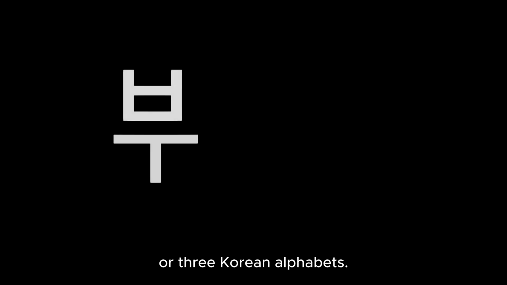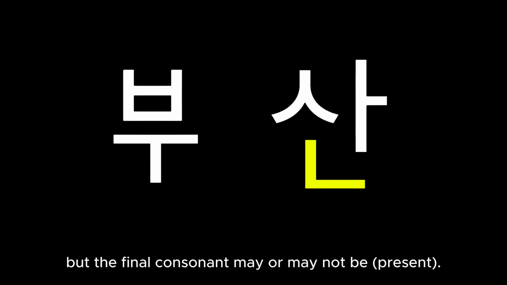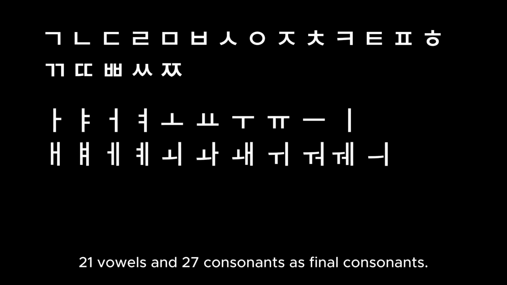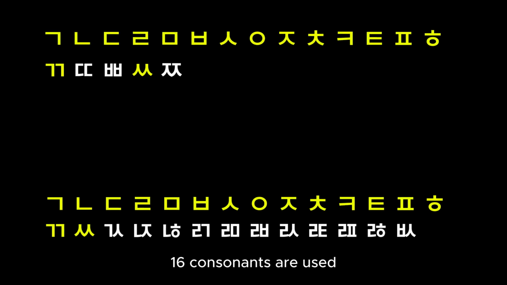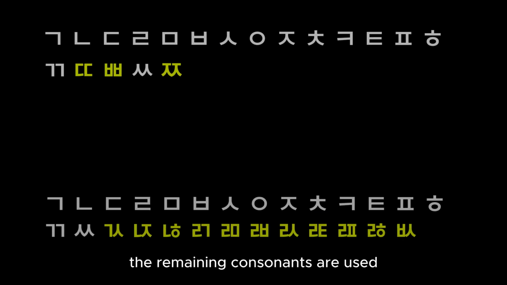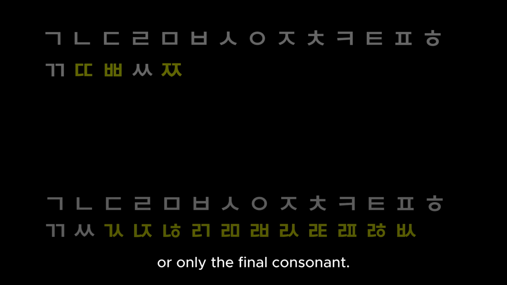A syllable of the Korean language is made up of 2 or 3 Korean alphabets. The first consonant and vowel are essential in a syllable, but the final consonant may or may not be. There are 19 consonants used as first consonants, 21 vowels, and 27 consonants as final consonants. 16 consonants are used both as the first consonant and as the final consonant. The remaining consonants are used only as the first consonant or only the final consonant.